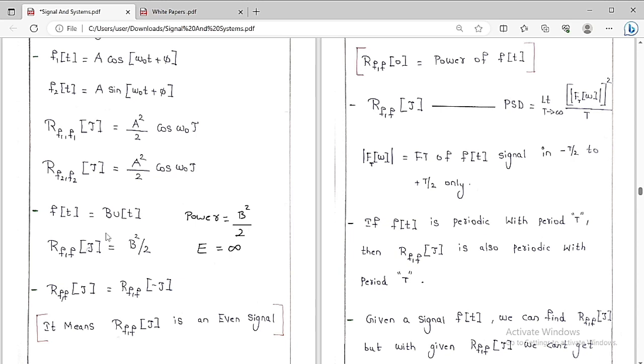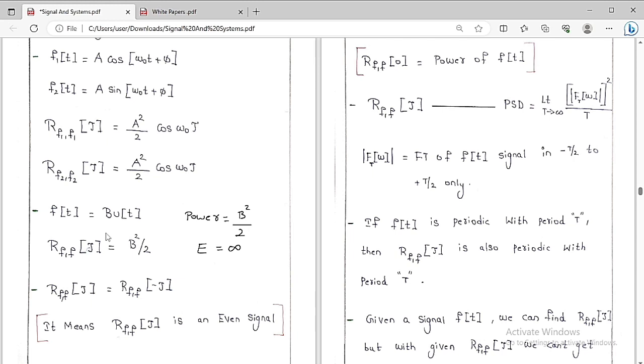Then what is R_ff of tau, the autocorrelation? Since the signal is a power signal, the autocorrelation is nothing but B square by 2. So the autocorrelation of the function f with respect to f is B square by 2, a constant value. These two formulas you always have to keep in your mind. When the function is A cos(omega naught t plus phi) or A sin(omega naught t plus phi), the autocorrelation is A square by 2 cos omega naught tau. If f of t is equal to B into u of t, then the autocorrelation is equal to B square by 2.